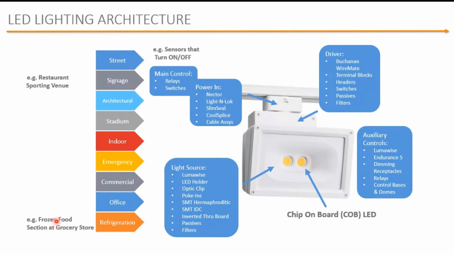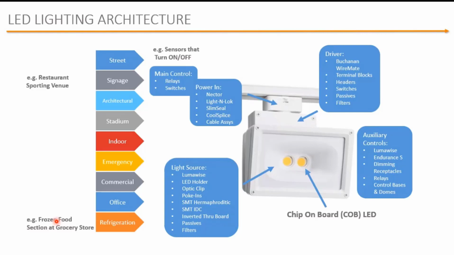The images around the image to the right, the blue box, call out some of the main connection opportunities related to LED lighting, along with associated TE products. The main control is going to require relays and switches. The driver is going to require terminal blocks, headers, switches, passives, filters. The power, how are you going to get power to the unit, to the light? TE has 5 families that you can see right there, from Nectar to Light and Lock to Slim Seal to cool splice and cable assemblies.